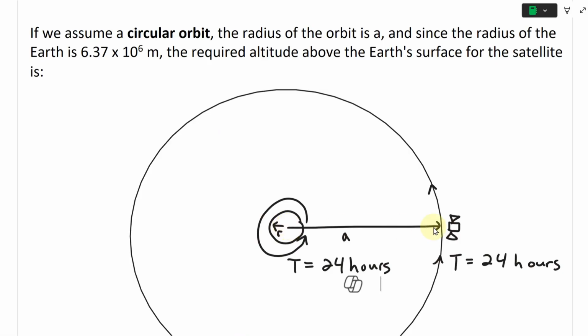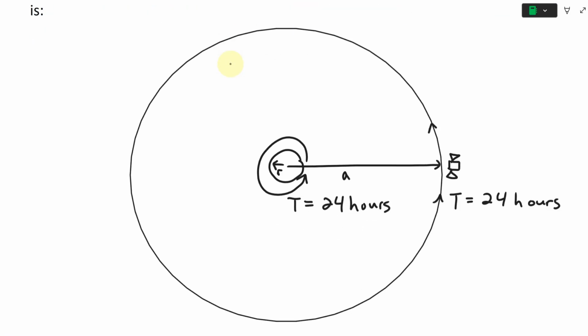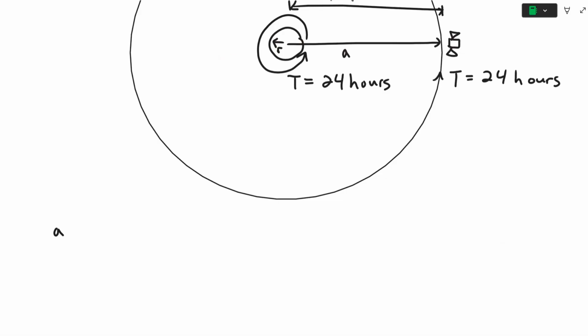It's actually going to be even further out, but it's going to be around 10 lengths. But anyways, I made it like that. And we know the mass of the Earth and so on. So the required altitude is, we know A, so basically the required altitude is going to be from here to here. So that's going to be the required altitude, and that's going to be A minus the radius. All right, so required altitude is A minus r.